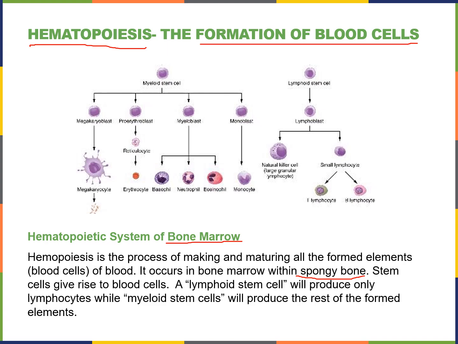Now, this is a process. Hematopoiesis is a process, which means it has a beginning and it has an end. The beginning starts with what is called a stem cell. And by definition, a stem cell is a cell that can give rise to many different cell types.